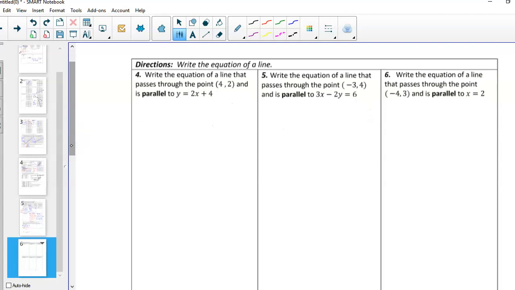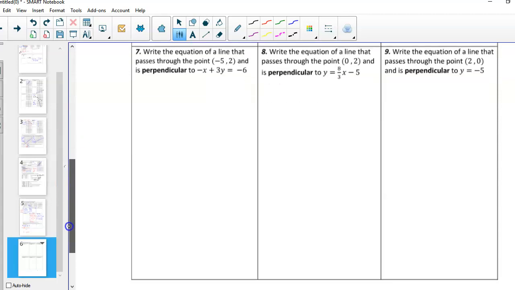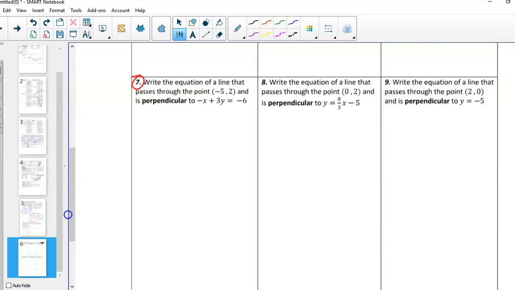Alright. Let's do one that's parallel, one that's perpendicular, and if we need to do another, we'll do that if we have time. Let's do the most complicated ones, 5 and 7.